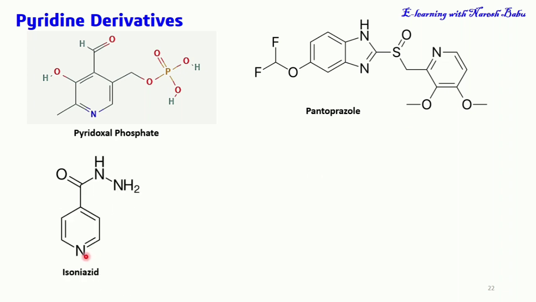And isoniazid is a well-known anti-TB drug, a first-line anti-TB drug, having the pyridine structure. And nicotine. The pyridine nucleus is present in nicotine. It is a stimulatory alkaloid. Mostly we can find it in tobacco products. In tobacco products, we can see this nicotine is present. So it is a stimulatory alkaloid.